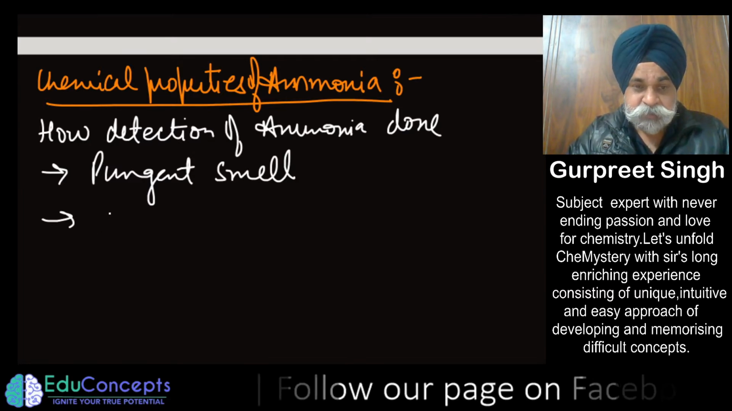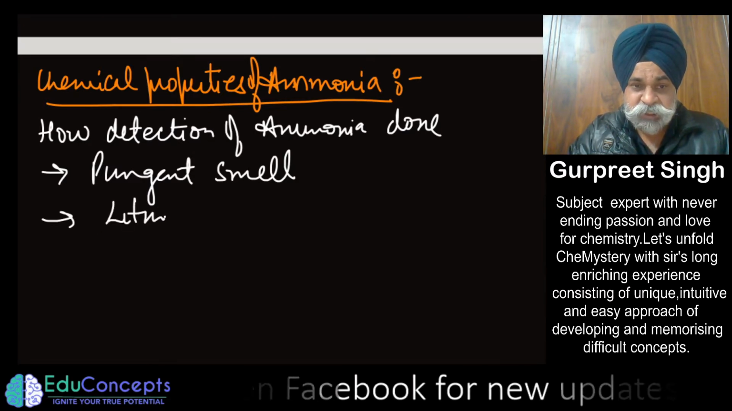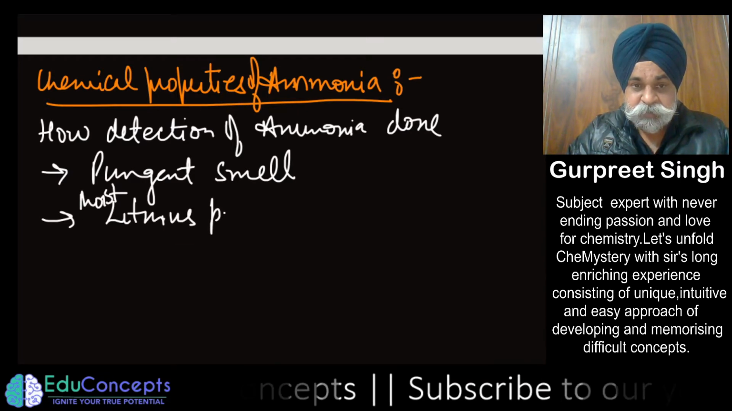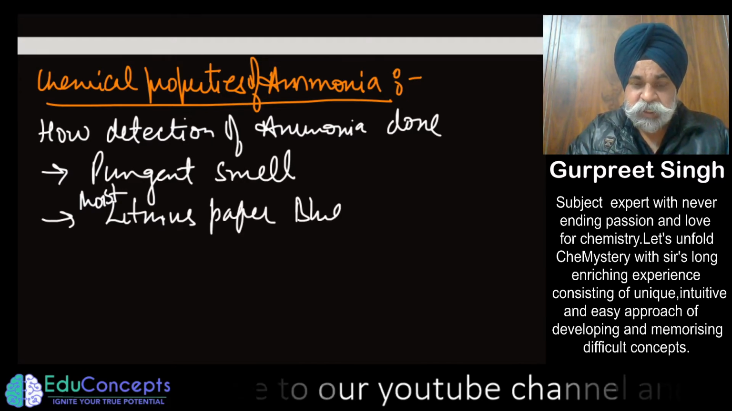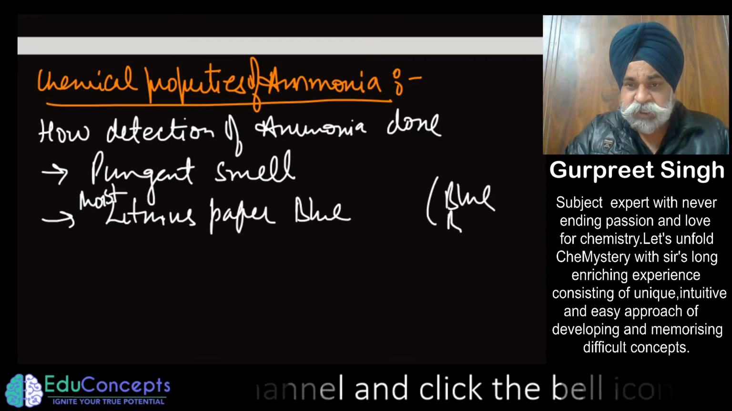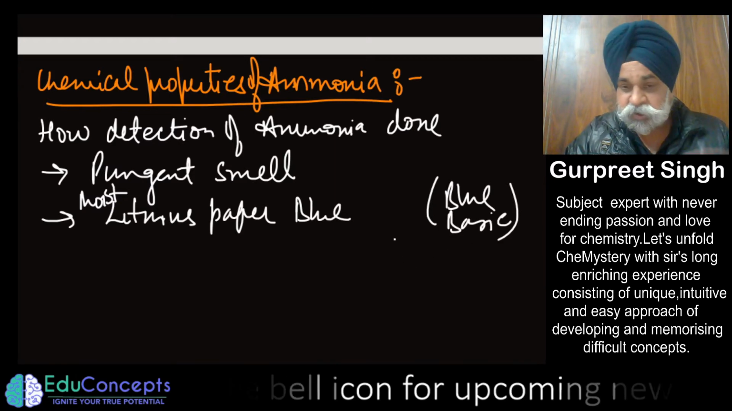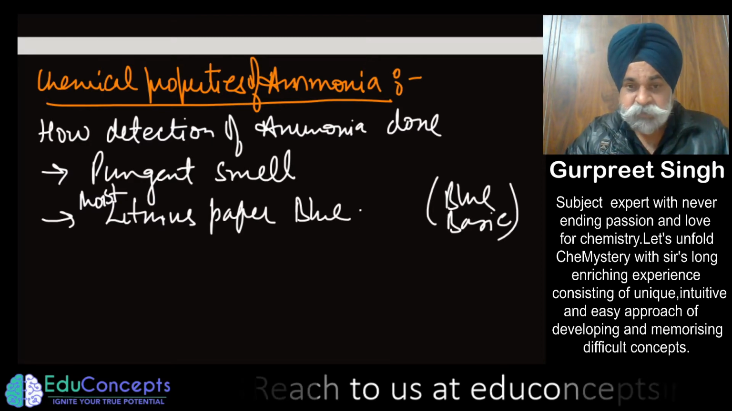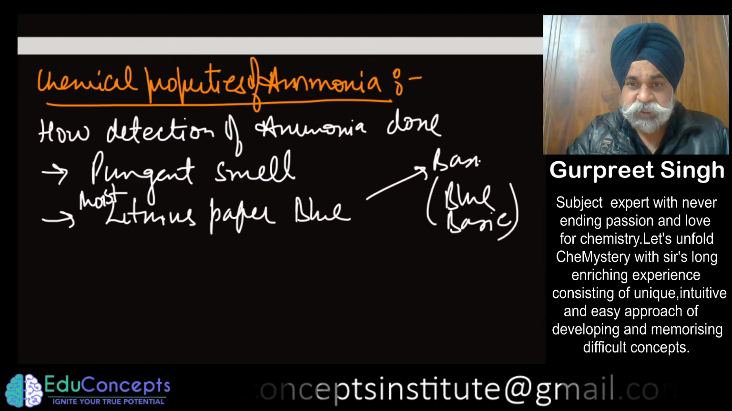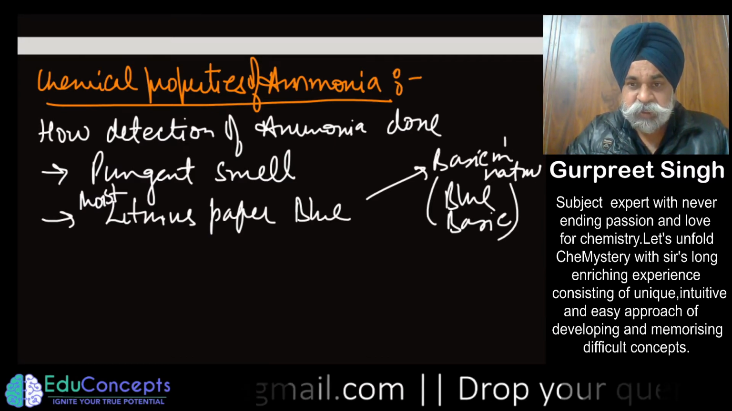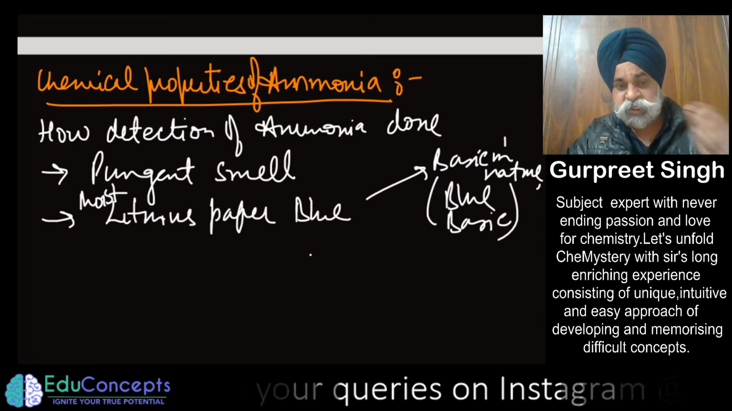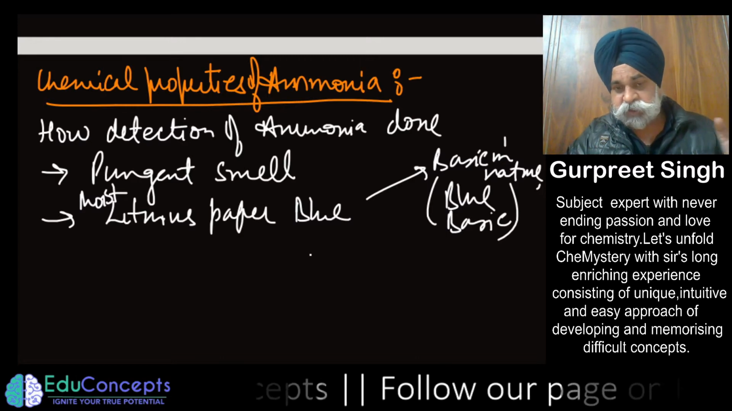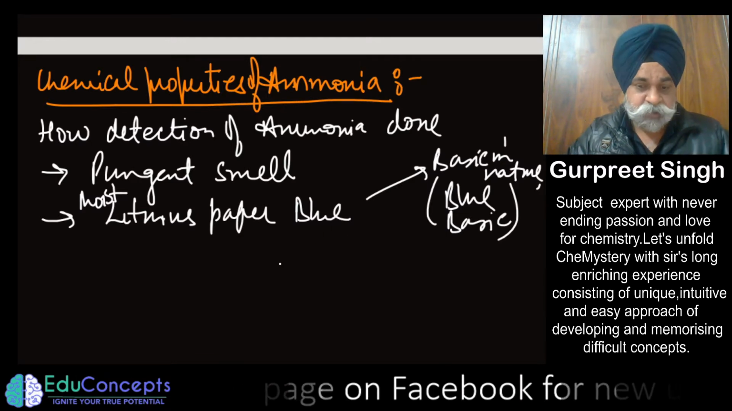Second, it will turn moist litmus paper blue. Blue stands for basic, so you can recall it like this: anything which is basic tends to convert litmus paper blue. So this confirms that it is basic in nature. Moist, because if you have some amount of water, ammonia dissolves in that water, becomes ammonium hydroxide, and then turns the litmus paper blue.